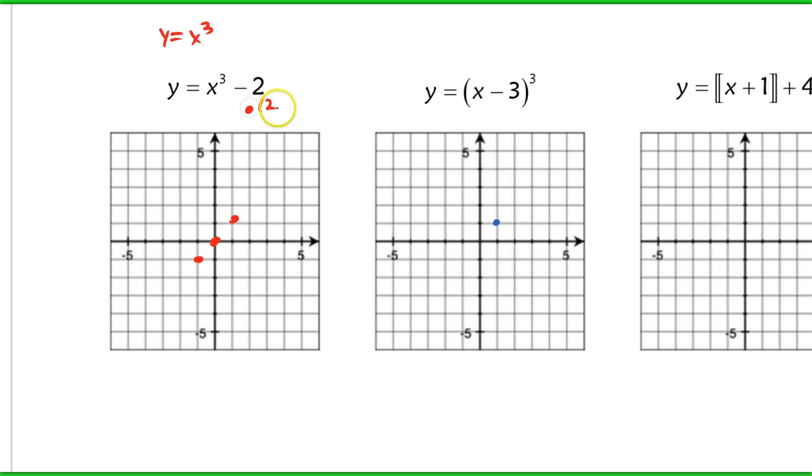2, 8 would be my other point here, and -2, -8 would be my other point down here. And that's what my mother function would look like. Well, now I'm just translating this down 2 units. So I can think of this a couple different ways.